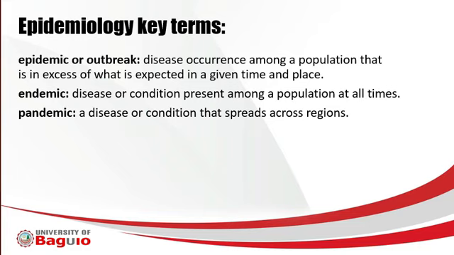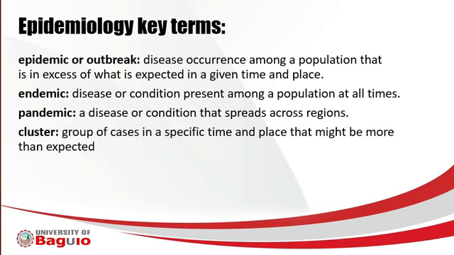Aside from that, in epidemiology there is what we call a cluster. Instead of saying group of cases, they actually use the word cluster. A cluster is defined as a group of cases in a specific time and place that might be more than expected. Aside from cluster, we also have the term rate.